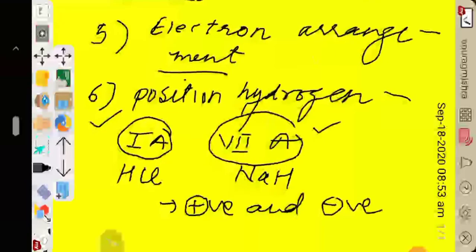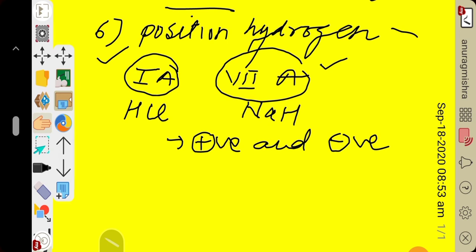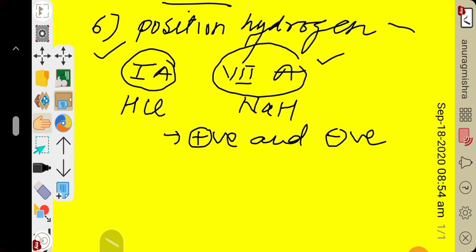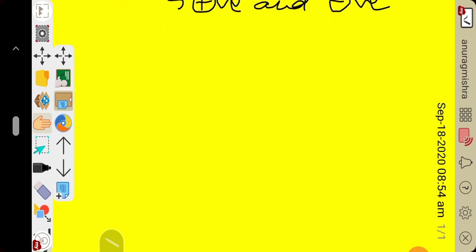Scientists could not explain electronic arrangement, meaning the distribution of electrons into the different shells. Lastly, I told you all, he could not explain the position of hydrogen, because hydrogen is placed in group 1A as well as in group 7A. Why is it so? Because it can form positively charged ions as well as negatively charged ions. That's why. Right? I hope you people understood Mendeleev's periodic table. Clear? What was the contribution of Mendeleev to the development of the periodic table? What were the features of Mendeleev's periodic table? Merits and demerits, everything we have discussed.